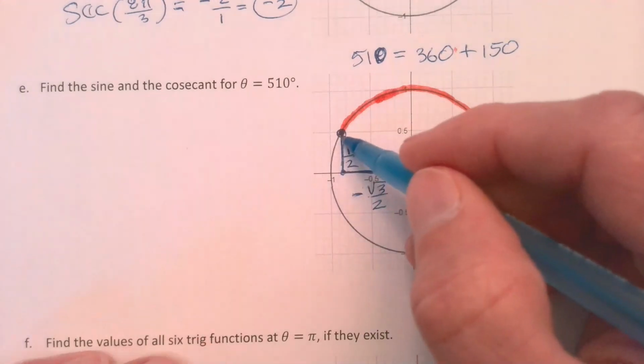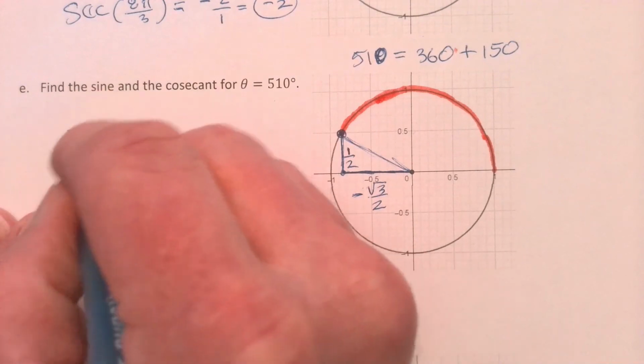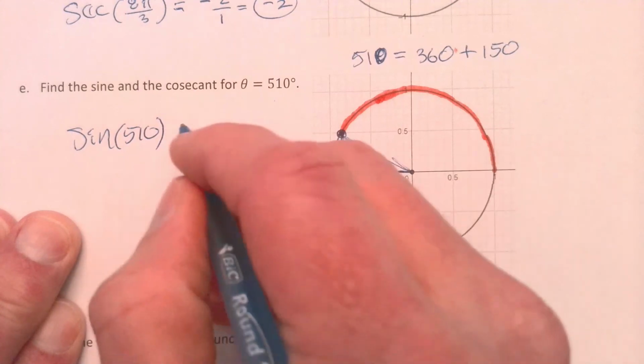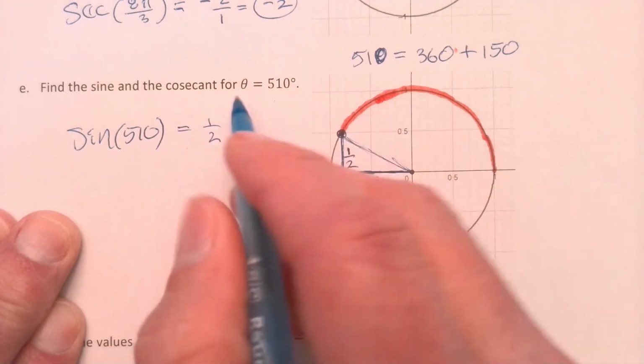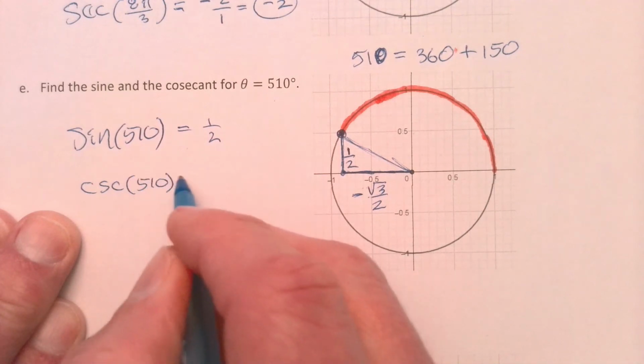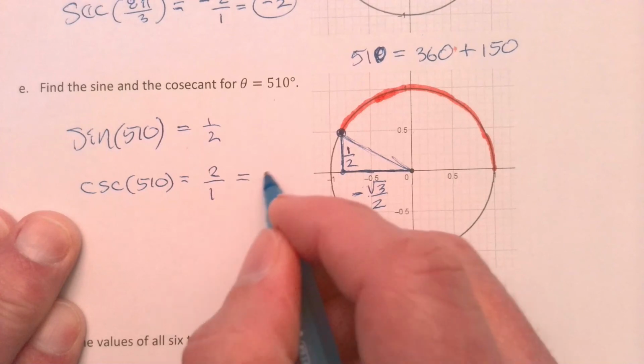It's going up. So let's see, sine 510, that would just be the half. Whereas the cosecant of 510 would be the inverse, or the reciprocal of a half, which is 2 over 1, which is just 2.